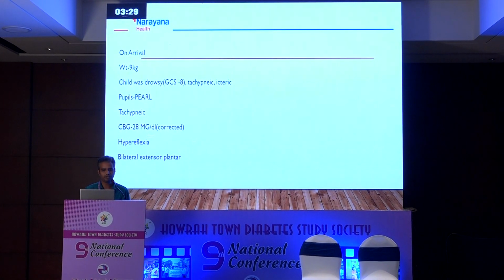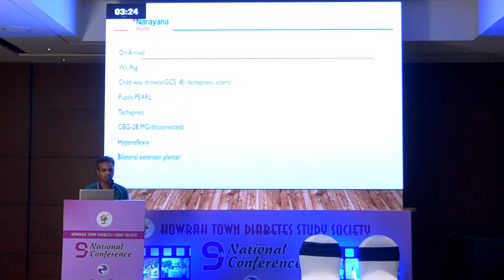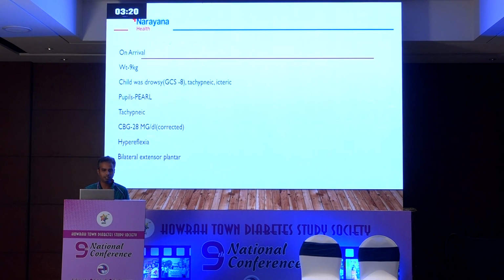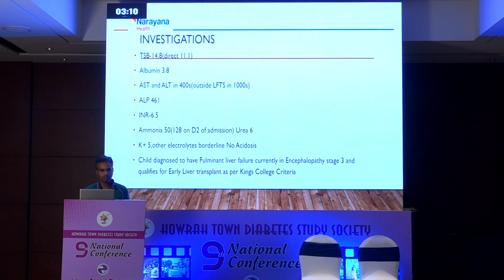On arrival, the weight of the child was 9 kg. Child was drowsy, GCS was 8, tachypneic. Child was icteric. Pupils were equal and reacting to light. CBG in our ER was 28 milligram per deciliter and it was corrected there. On examination, there was hyperreflexia and bilateral extensor plantar.